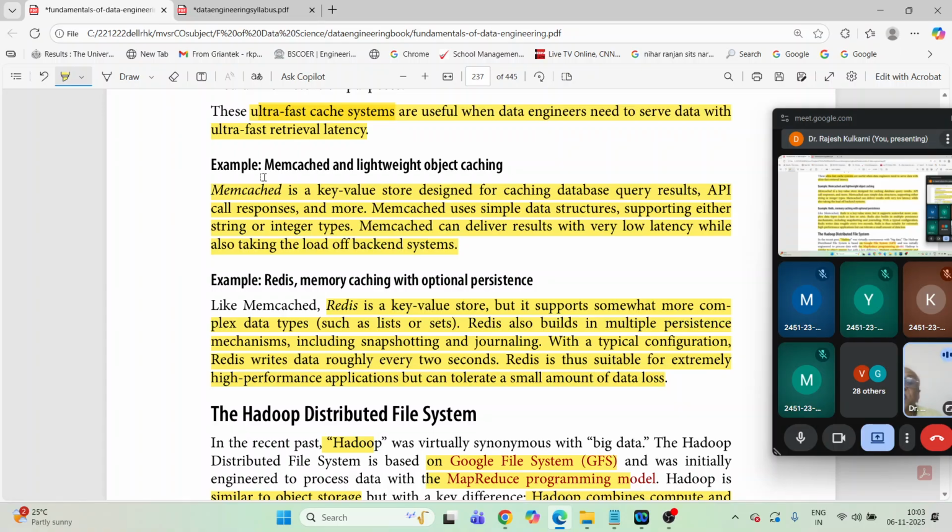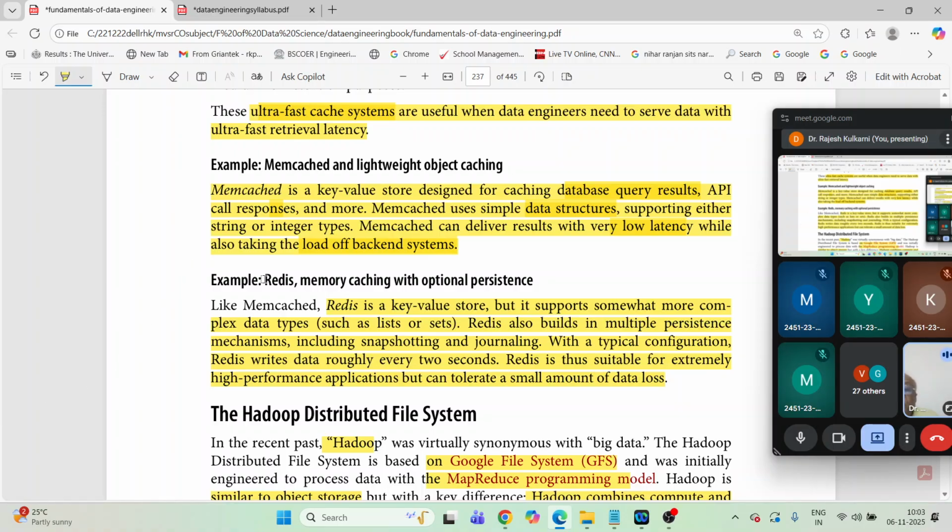The example is Memcached. This is a key value store. It will be caching what? Database query results, API call responses, and so on. Memcached uses simple data structures. It can support either a string or an integer type. The results will be with low latency. They'll be taking the load off the backend systems.